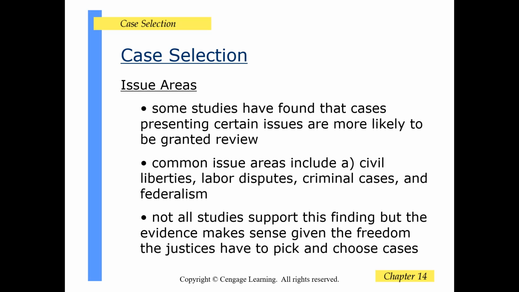Some studies have also found that cases presenting certain issues are more likely to be granted review. Common issues include civil liberties, labor disputes, criminal cases, and questions of federalism. Not all studies support this finding, but the evidence makes sense given the freedom the justices have to pick and choose cases.